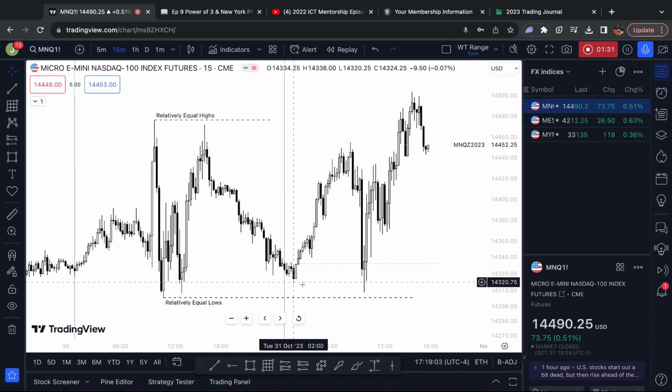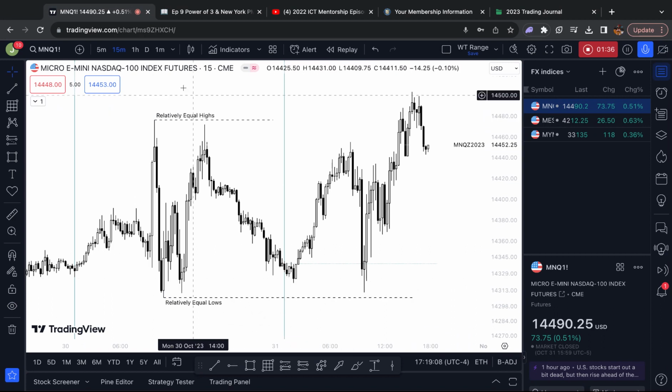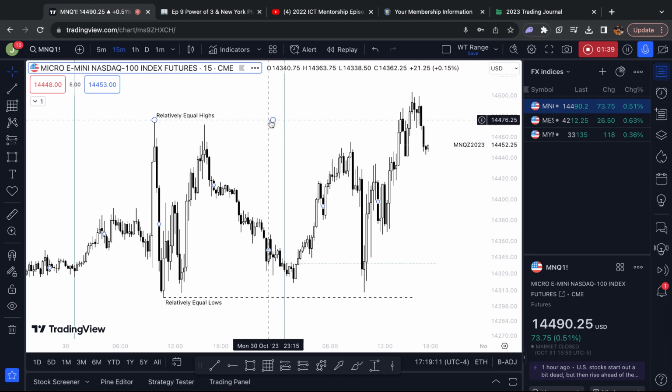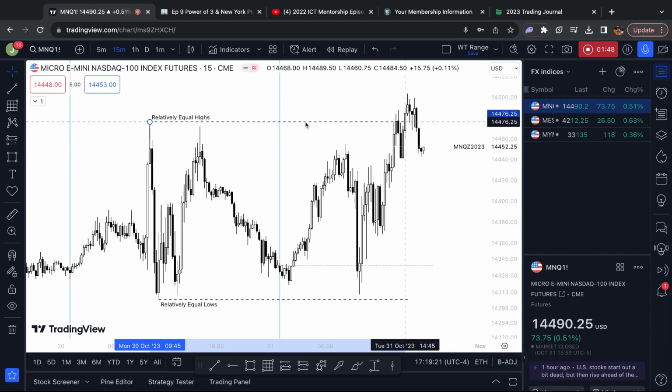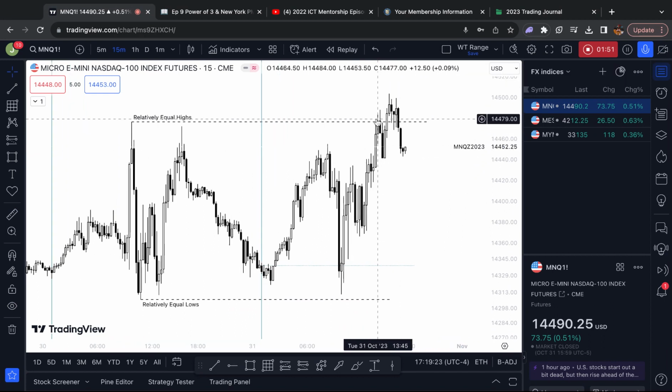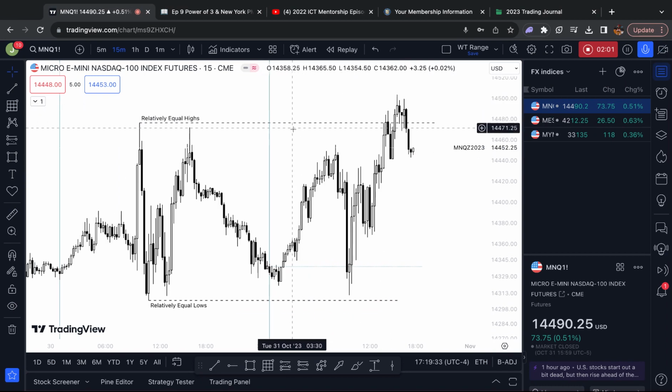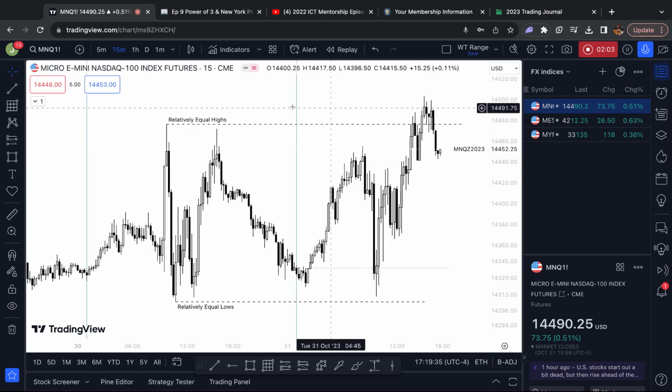I wasn't in the market because I wanted to see this, obviously. But we could see how the structure changes. Some great entries today. But also, if you notice, we did actually sweep those relatively equal highs. So you had one opportunity and then two opportunities to get into a 30-second market structure shift and ride this bad boy down.